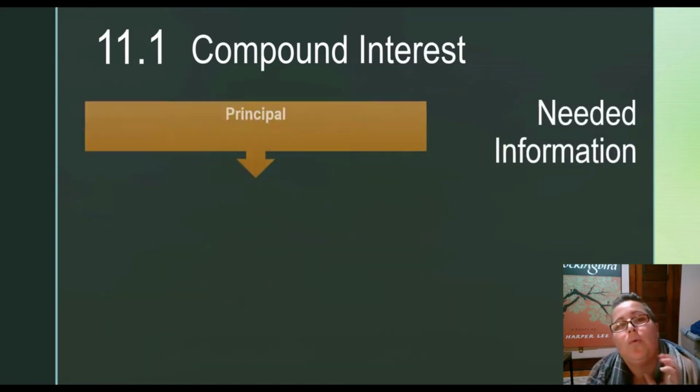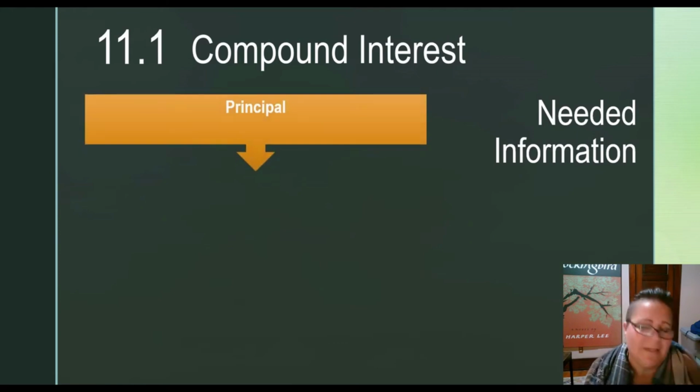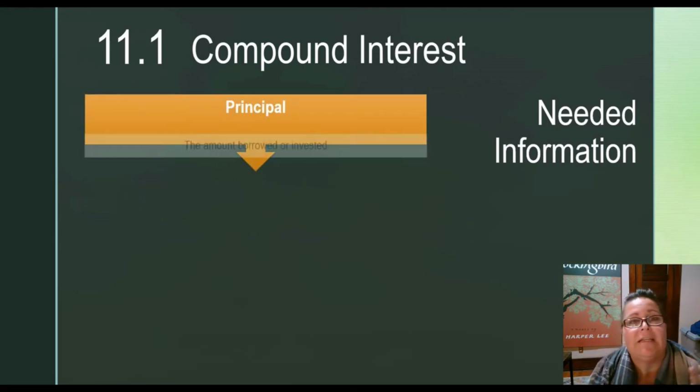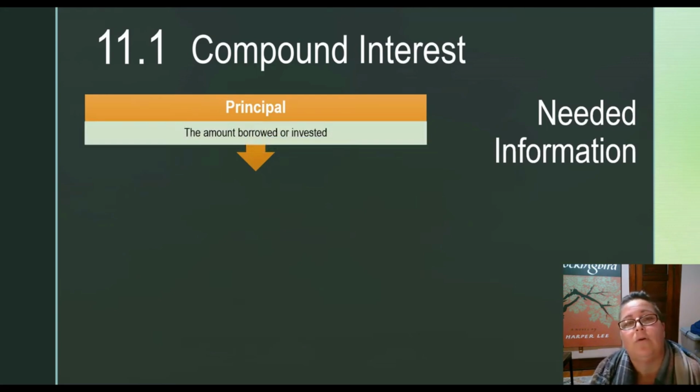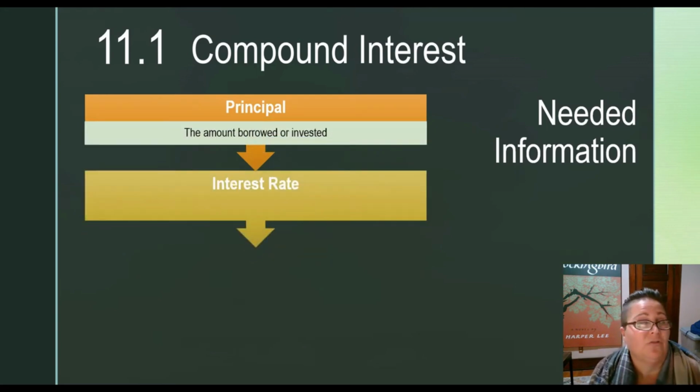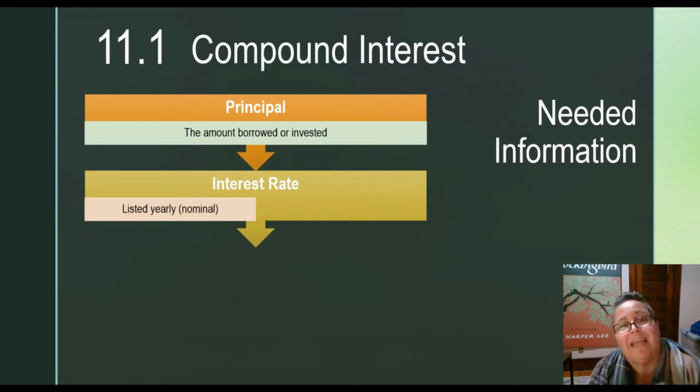So let's be clear. The principal is the same as it was before. It is the amount of money that is borrowed or invested. The interest rate, same as before, is going to be listed yearly. In other words, we'll know it's 8% interest for the course of the year or 3% interest for the course of the year. This is known as the nominal or yearly interest rate.